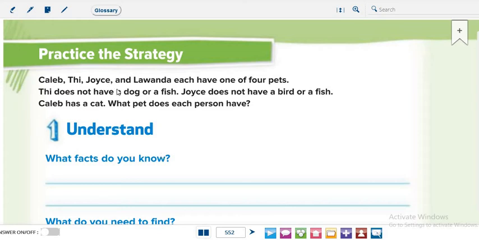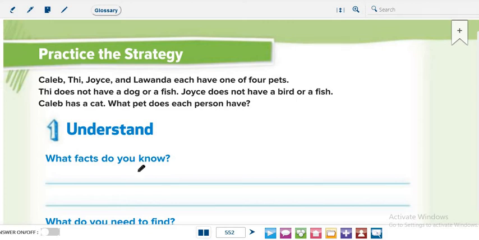Caleb, Thai, Joyce, and Lawanda each have one of 4 pets. Thai does not have a dog or a fish. Joyce does not have a bird or a fish. Caleb has a cat. What pet does each person have?